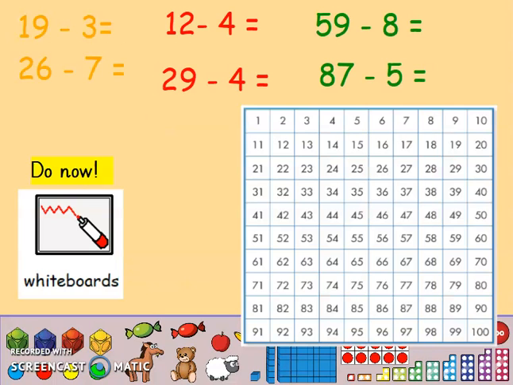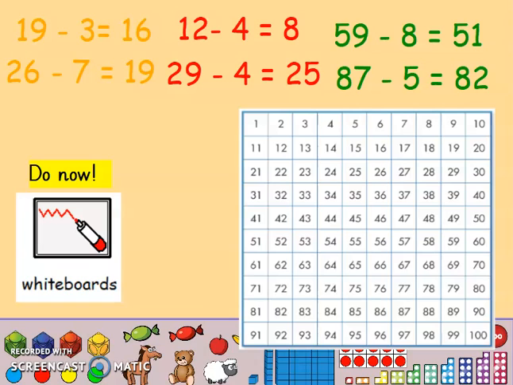Okay, before we start today's lesson, I want you to pause the video and have a go at these subtraction calculations using the strategies we've used so far. So you could choose to use your maths objects, or you could choose to draw yourself a number line. You could also choose to use this 100 square to help you. Pause the video and have a go at these calculations now. Well done! Now I'd like you to mark your own answers to see if you got them right.